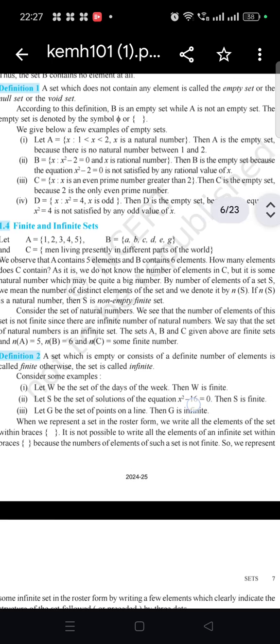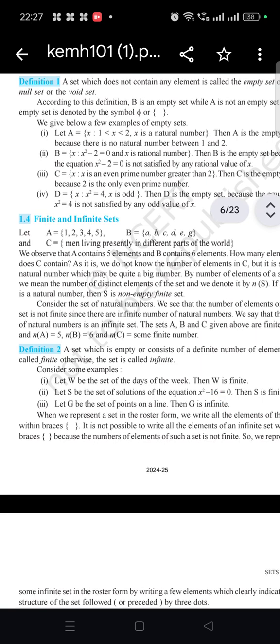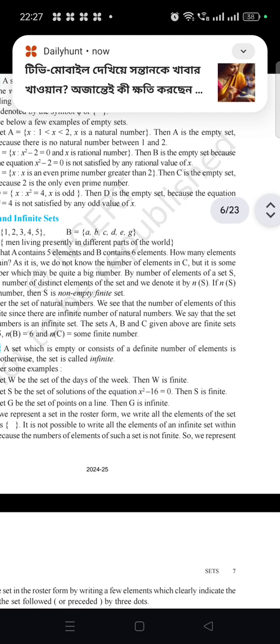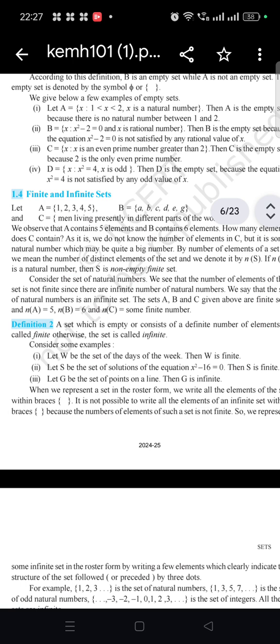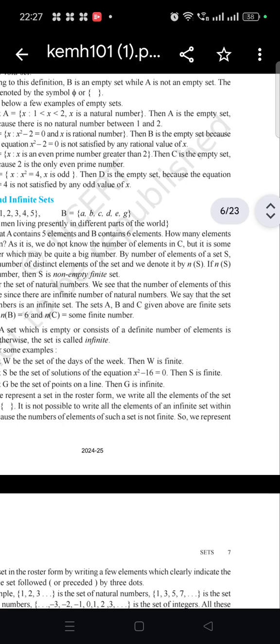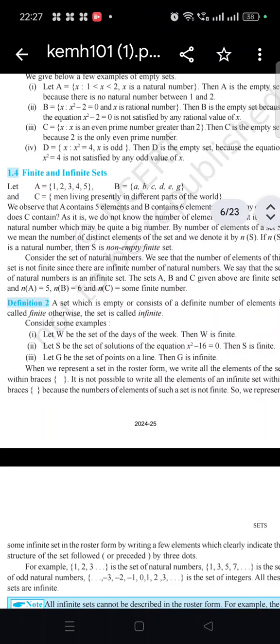By the number of elements of a set S, we mean the number of distinct elements of the set, and we denote it by n(S). And n(S) is a natural number if S is a non-empty finite set. Consider the set of natural numbers. We see that the number of elements of this set is not finite, since there are infinitely many natural numbers.